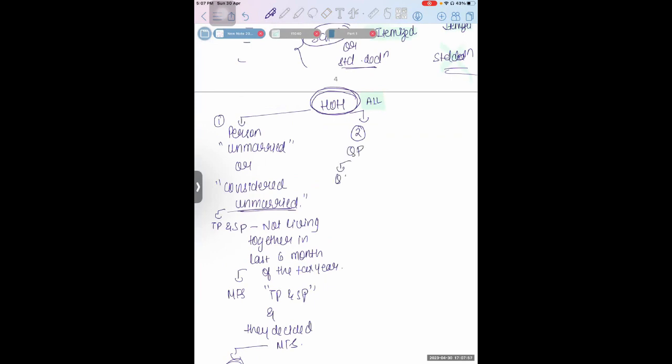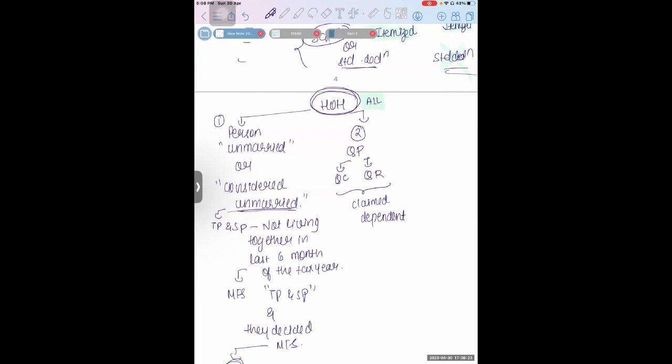Means either a qualifying child or a qualifying relative should be claimed as a dependent on the tax return. So if a person does not have any dependent, he cannot go for HOH status. The person must have one dependent to claim the HOH status.